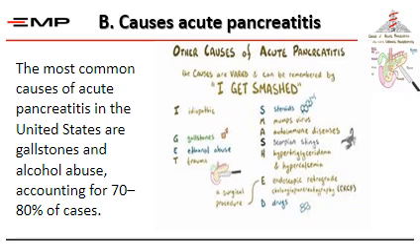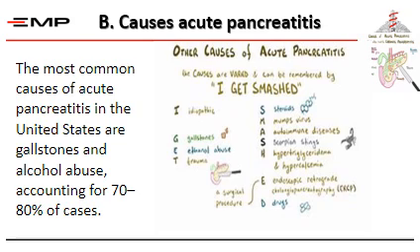Causes of acute pancreatitis. The most common causes of acute pancreatitis in the United States are cholelithiasis and alcohol abuse, which account for 70 to 80% of cases. Remember other causes of acute pancreatitis. Please remember the phrase I GET SMASHED.